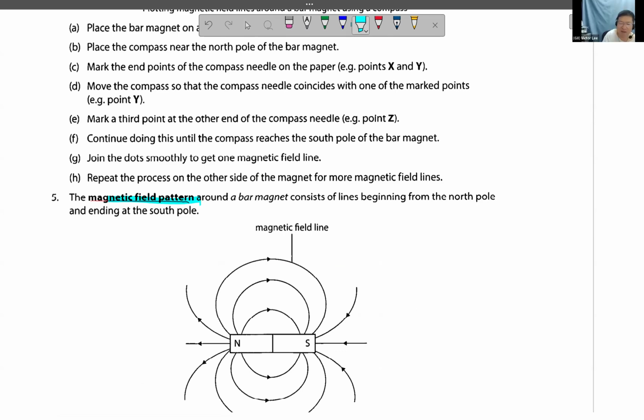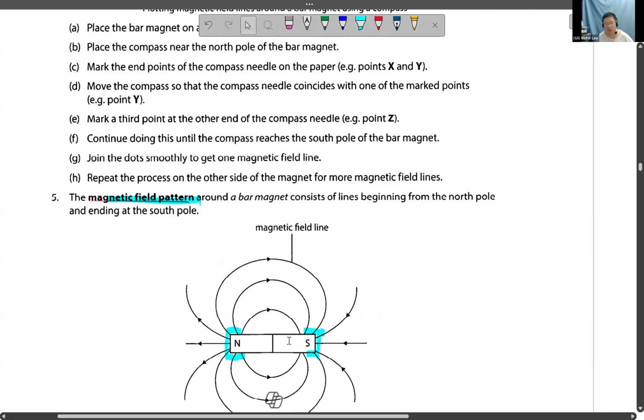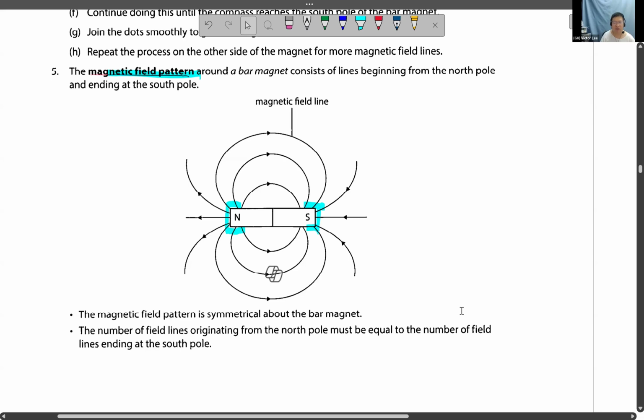You see the lines here are closer. As you move away from the poles, the lines are further apart, meaning weaker. Here they're closer, meaning stronger. The field lines are closer, so they're stronger. And it's actually in a symmetrical shape.